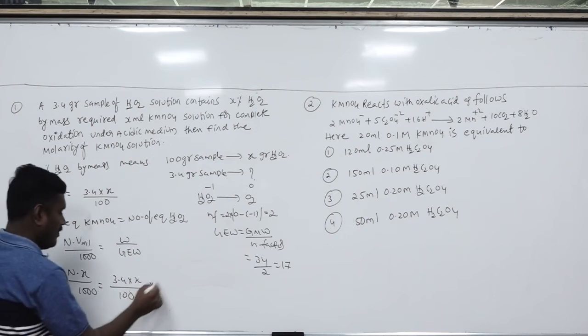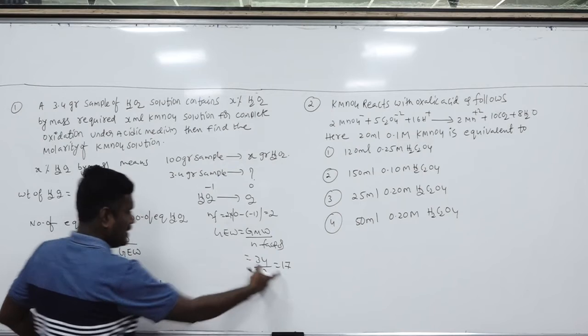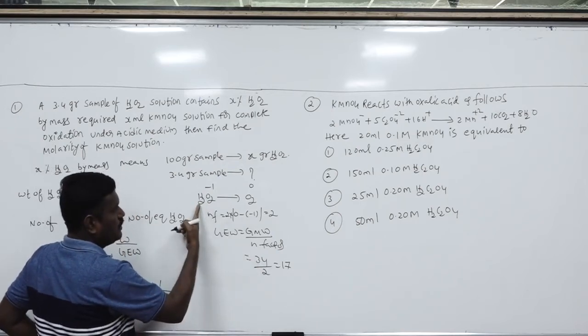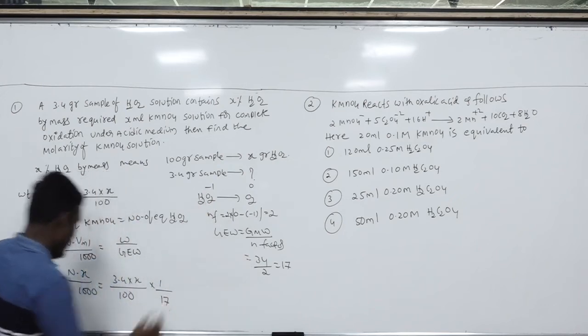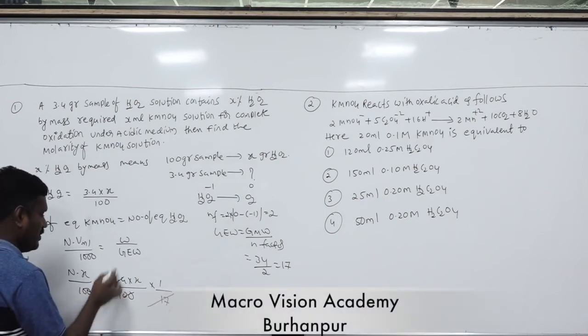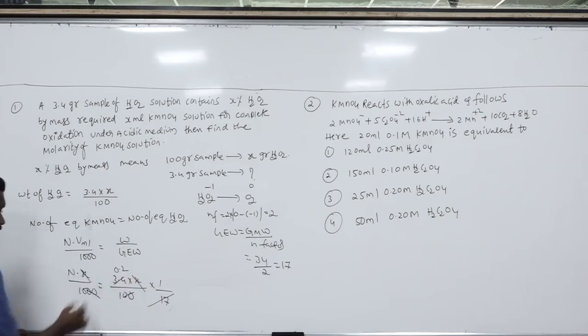100 into 1 by what is the gram equivalent weight? Gram molecular weight by n factor. The molecular weight of H2O2 is 34, because H2 is 2 and O2 is 32, 32 plus 2 is 34, by 2, that is 17. Here 2 zeros get cancelled. This will go to 0.2 table. So X will get cancelled. So what normality did you get? 2.